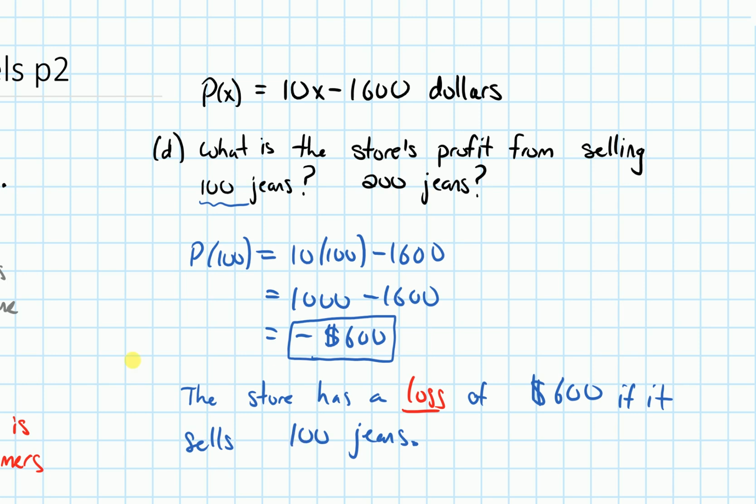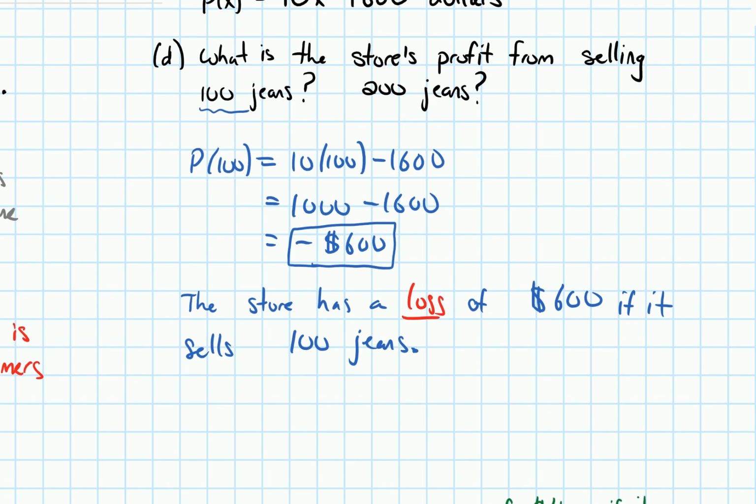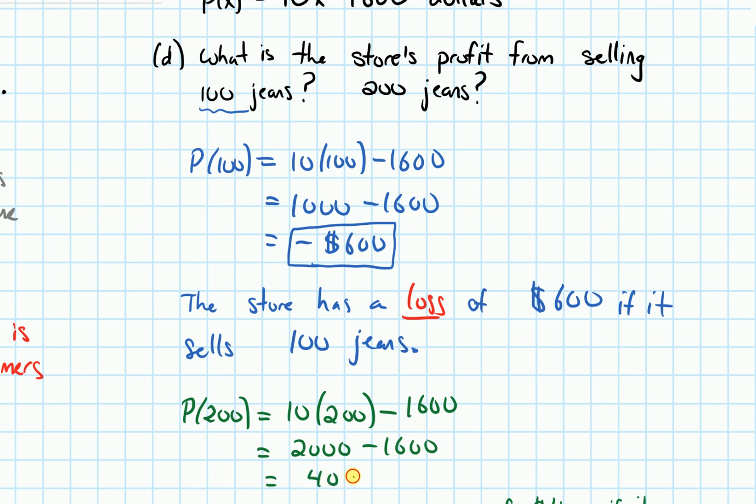Okay, so now let's do the same thing for 200 jeans. So for 200, I need to do P of 200. Let's plug in 200. So I get 10 times, now X is 200, and then minus 1600. So multiplying, I get 2000 minus 1600, which is 400. Let's not forget the units, so $400.